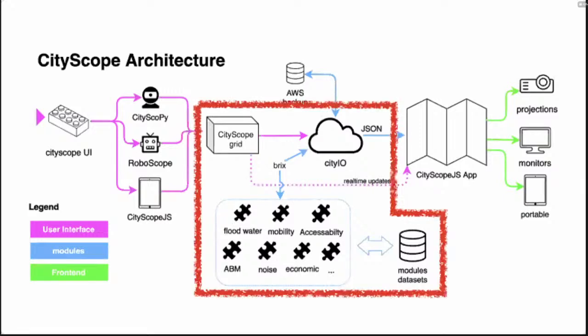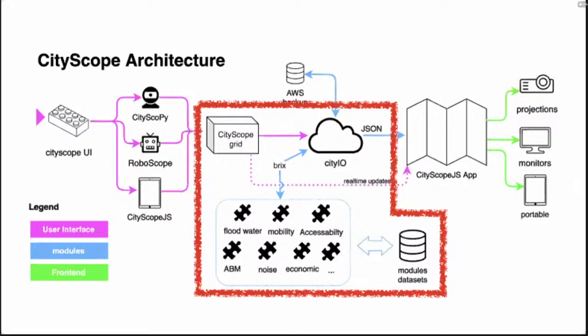The part that we're concerned with right now is the part that communicates modules, models of urban planning, with the CDIO server, and how we make that communication a little bit easier and more straightforward. Because what we want is for architects, urban planners and transportation engineers to focus on what they do best, which is building models. So if you're an agent-based modeler and you want to build an agent-based model for a city, we want you to focus on that. We don't want you to focus on how you're going to display it on the table, how you're going to connect to the CDIO server, etc.